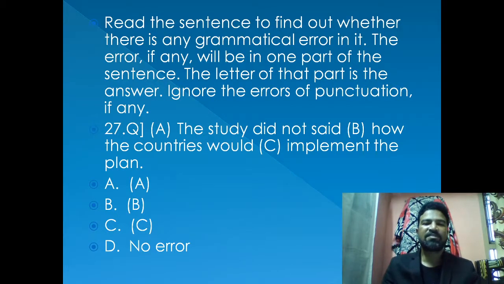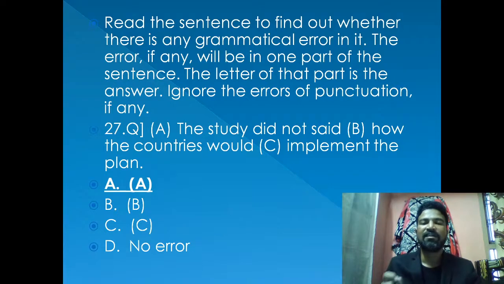Yes, the error is in part A of the sentence because the study did not set. Now we should say the study did not say. Remember, in negative framing of sentences in simple past tense, after did, the main verb should always be in the first form of the verb. It should be in present form. So, the study did not say.